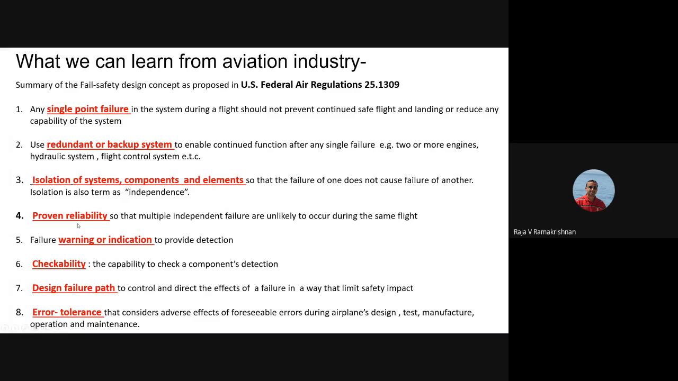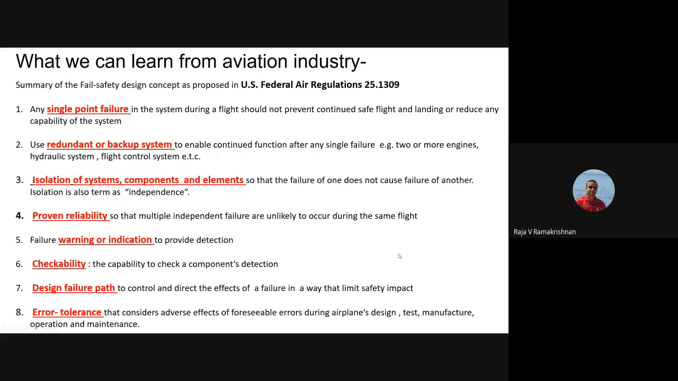We need independence and proven reliability so that multiple independent failures are unlikely to occur during the same flight. We should make sure, through testing, that multiple independent failures don't happen at the same time. We don't want that, because then you have dual point failures at the same time, which is also not a good system. Then failure or warning indication to provide detection, so we immediately provide a warning and indication to the driver. Then checkability, the capability to check the components.